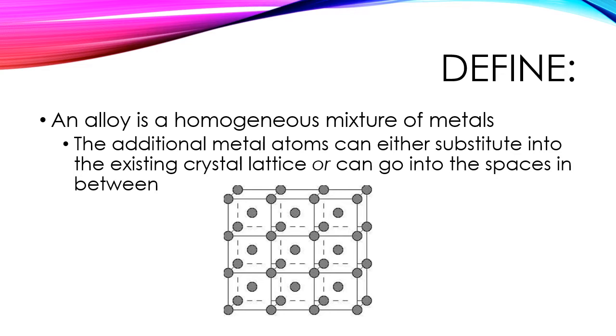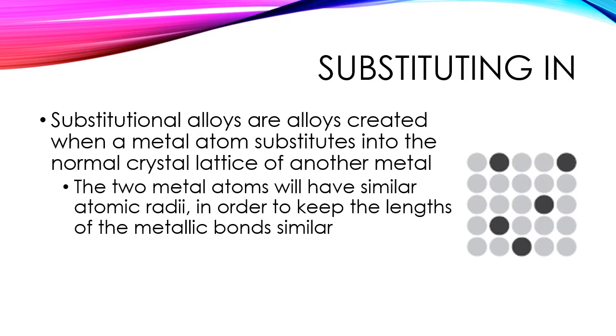The additional metal atoms that are being placed into it are going to either substitute into the existing crystal lattice or will go into the spaces in between. This results in us having two different types of alloys that we will discuss a little bit more.